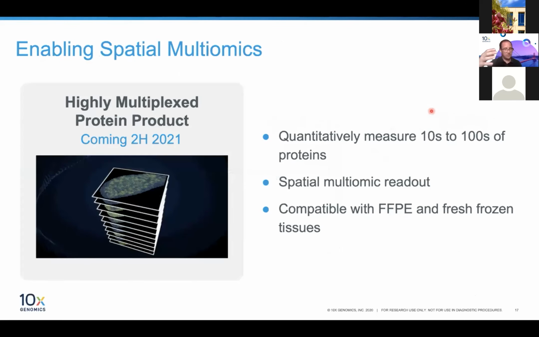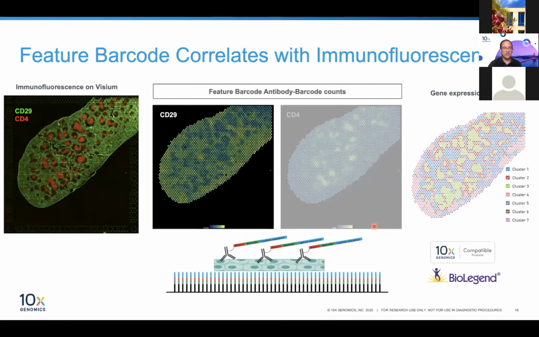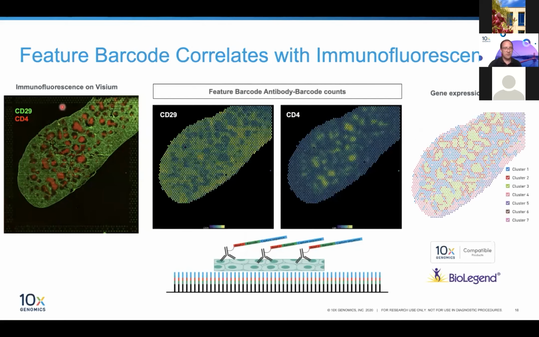The next thing that we're moving to later on in the year is the ability to do multiplex protein analysis. So we'll be releasing this with the ability to do tens to hundreds of proteins, so gene expression, and overlay that with protein data as well. And again, that will be fully supported in the software, and this will be compatible with both FFPE and fresh frozen tissue. If we just take a very cursory look at the kind of data that we're seeing, over here on the right we have immunofluorescence, so CD29 and CD4, and we can see how that lights up across the tissue section here.